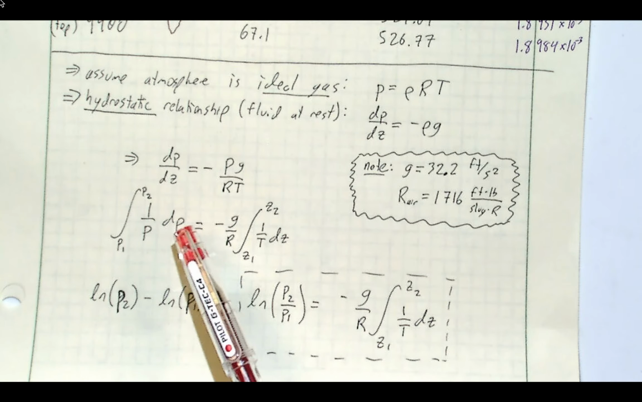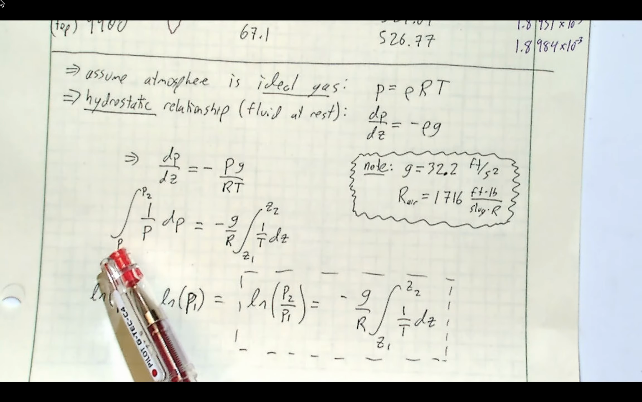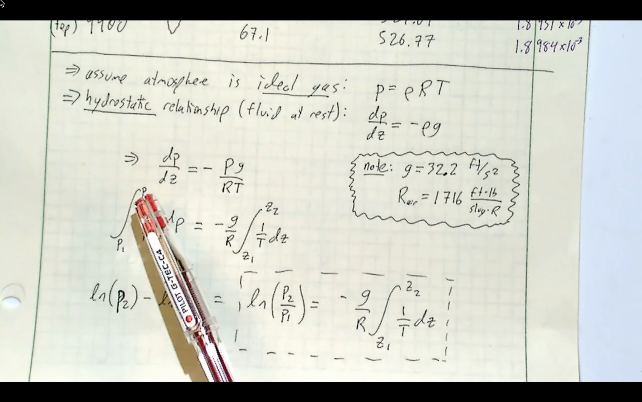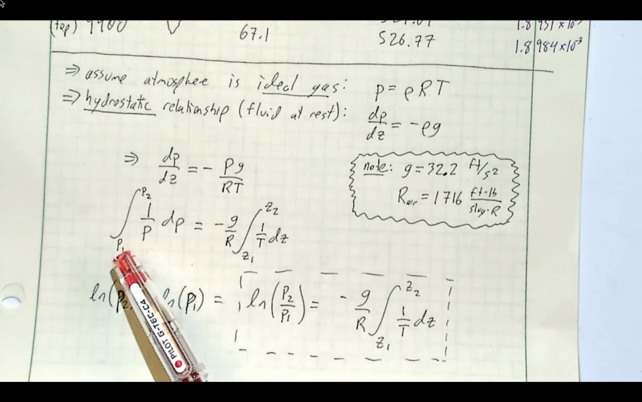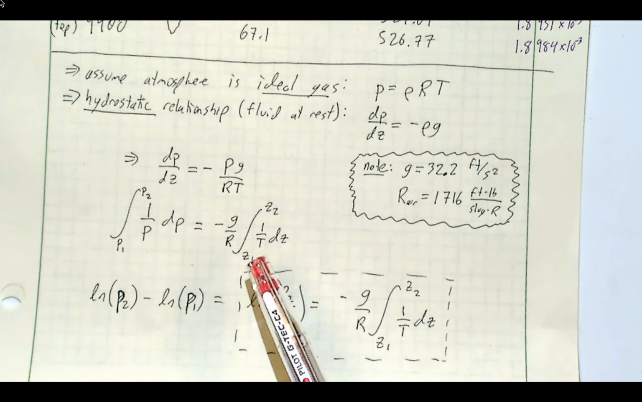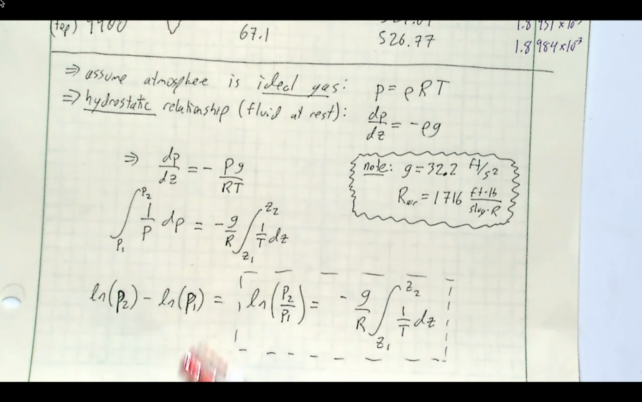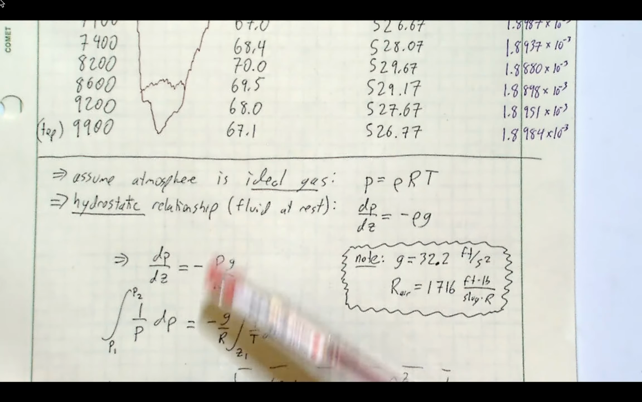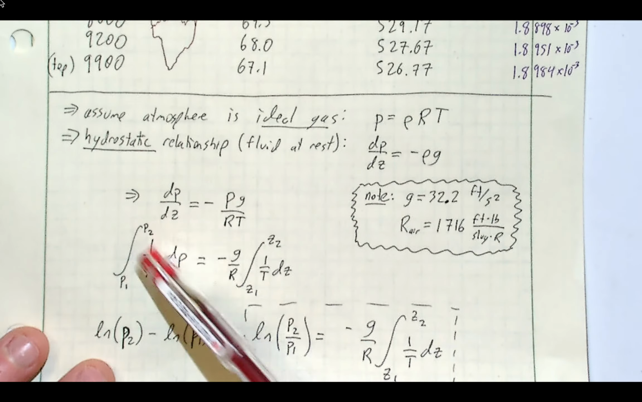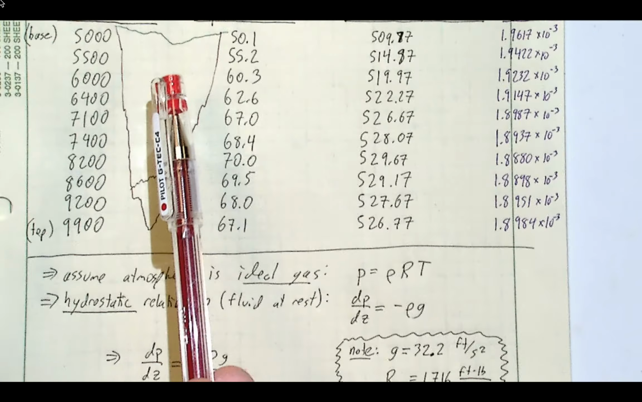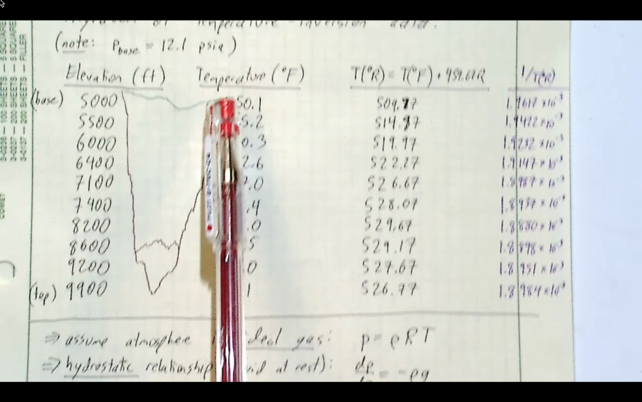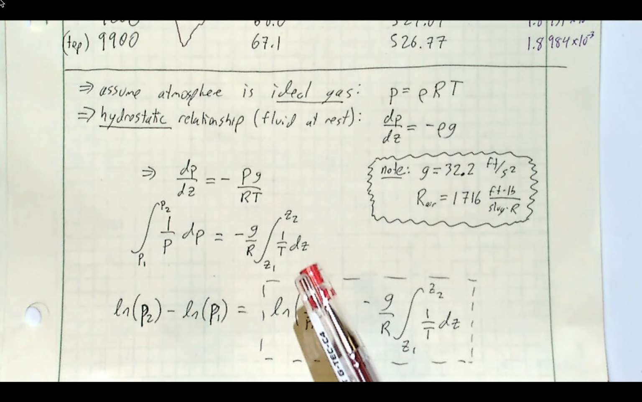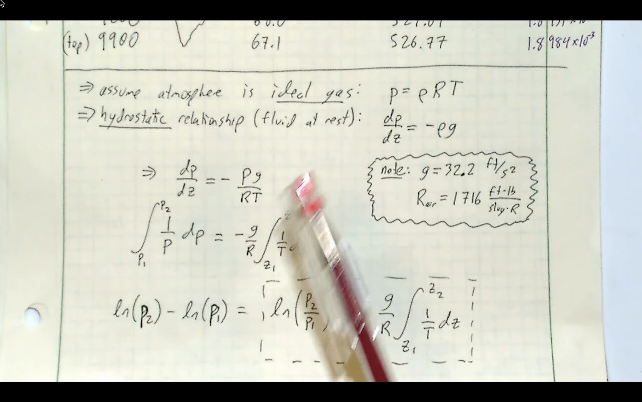1 over P dP is integrated from some first pressure to a second pressure, where 1 and 2 are associated with different elevations, right? So we're integrating both sides between 2 different elevation points on the mountain, and therefore we have the data at 2 different points. We know our temperature at those 2 points, at any 2 arbitrary points, but we don't know anything about the pressure. That's going to be the unknown. Well, we do know one pressure. We know that the pressure at the base is 12.1 psi absolute, and then we know the temperature at all these discrete places in between.